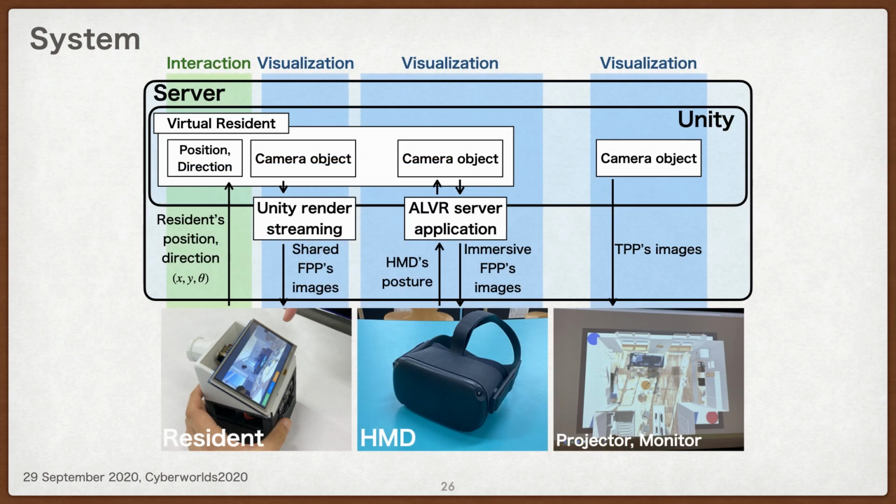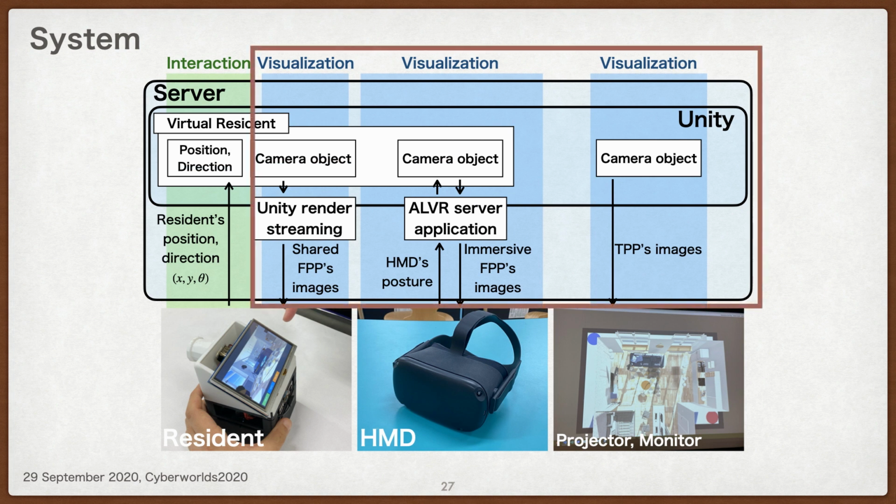Next, we will explain the visualization system. The camera object of the virtual resident provides images built from the FPP to the resident and the HMD in real time. The camera object fixed in the virtual space provides images built from the TPP to the monitor on the desk or the projector on the wall.